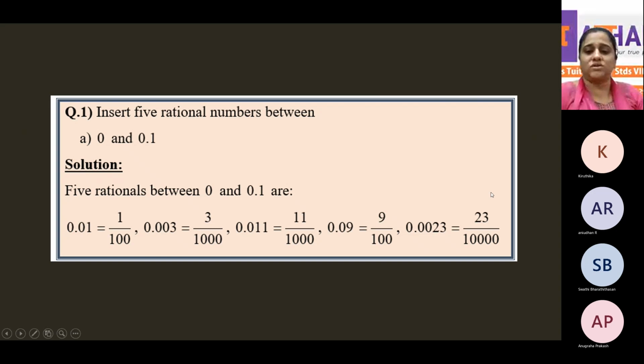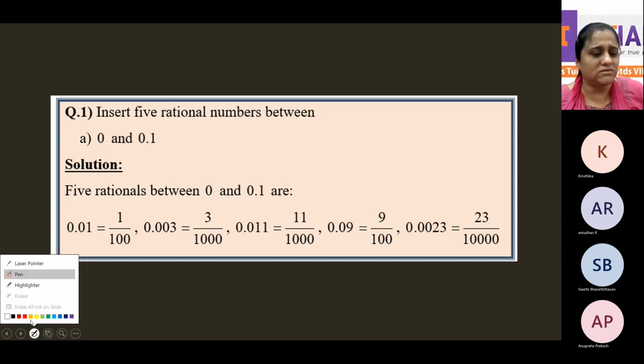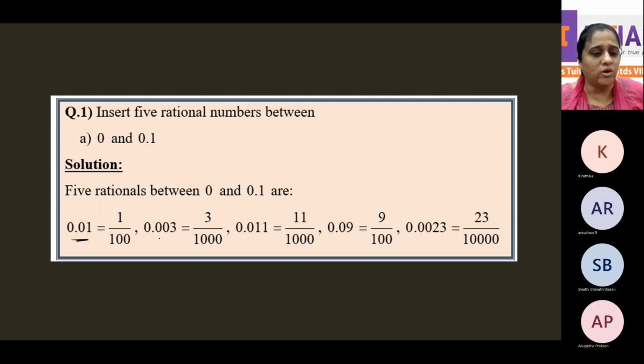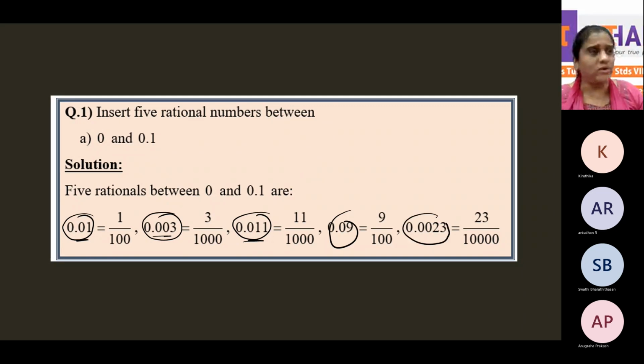I have listed a few here. These presentations I'll share with you. I'll let you know at the end of the session. Now don't ask me how did you write 0.0. I told you I widened the space and I showed you. So 5 rationals between 0 and 0.1 are 0.01, 0.003, 0.011, this one, and this one.